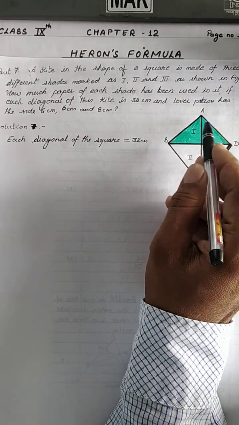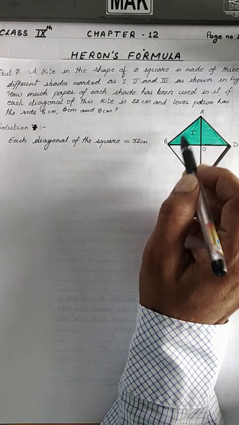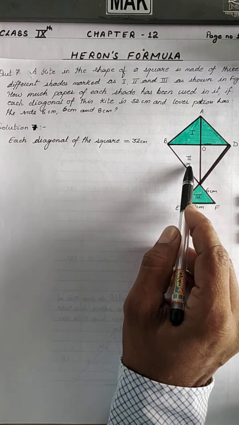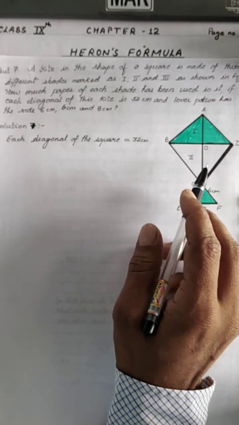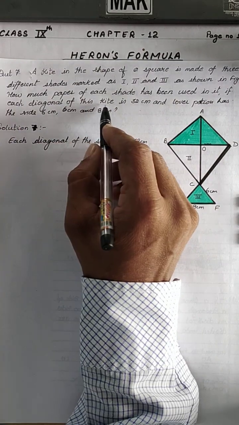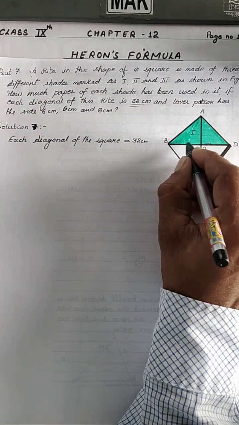We have to find out how much paper is used. That means the area of these 3 triangles: triangle number 1 ABD, triangle number 2 BCD and triangle number 3 CEF. In this information, the diagonal is given as 32. That means this length is 32.